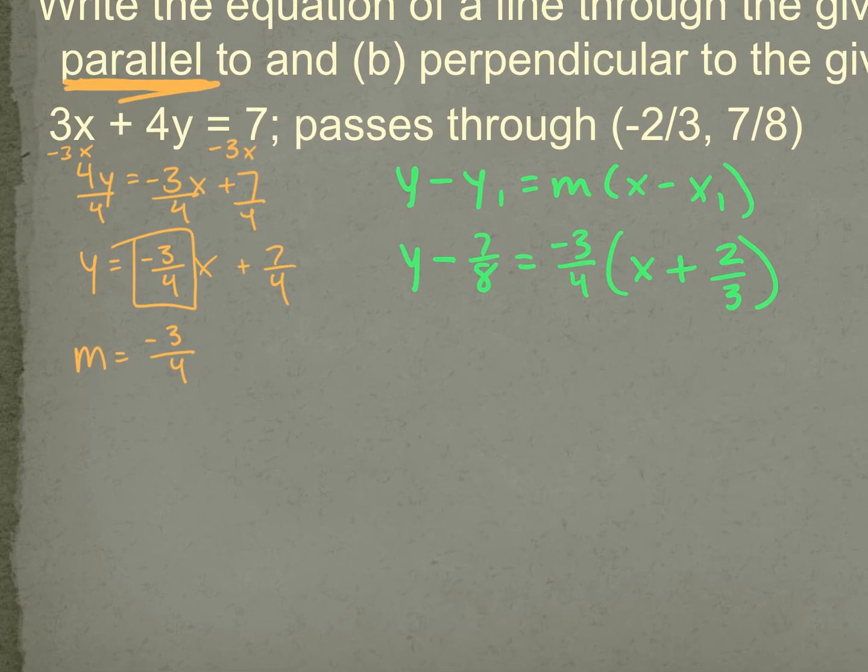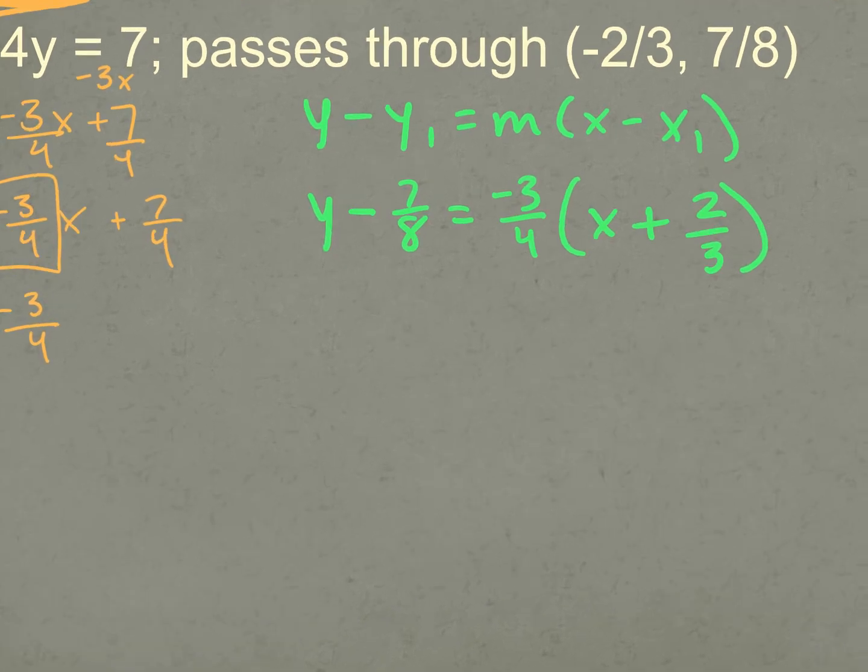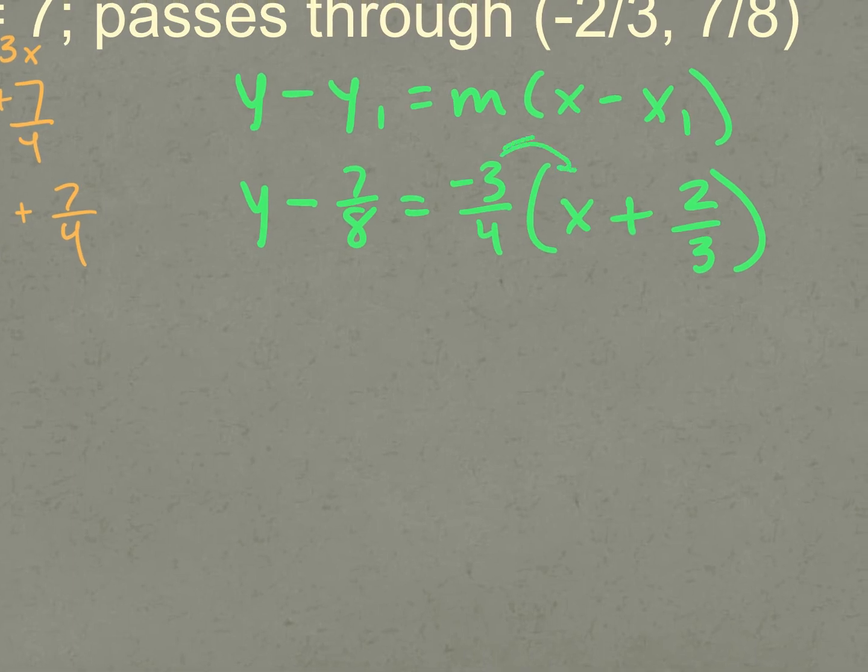What if this question said that it wanted it in slope-intercept form? What should we do? Distribute. So I'd have y minus 7/8 is equal to negative 3/4 x plus, how would I multiply negative 3/4 times 2/3? Do I need a common denominator when multiplying fractions? No. I just multiply the tops together and multiply the bottoms. So this would become negative, what? 6 over 12, which would simplify to what? 1/2.